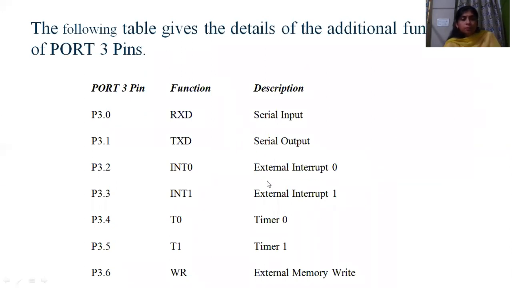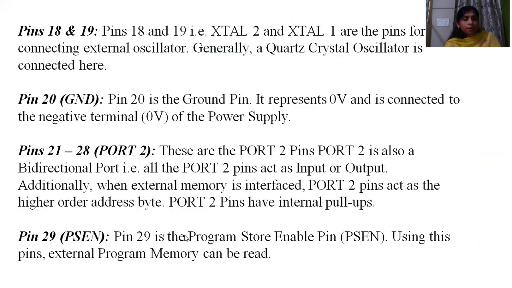Here the proper description is given. P3.0 serial input, serial output, external interrupt 0, external interrupt 1, timer 0, timer 1, external memory write and external memory read. Pin numbers 18 and 19 are the pins for connecting an external oscillator. A quartz crystal oscillator is connected here, and the frequency is from 3 to 12 megahertz. Pin number 20 is the ground pin. It represents 0 volts and is connected to the negative terminal of the power supply.